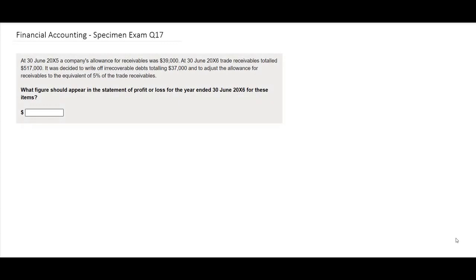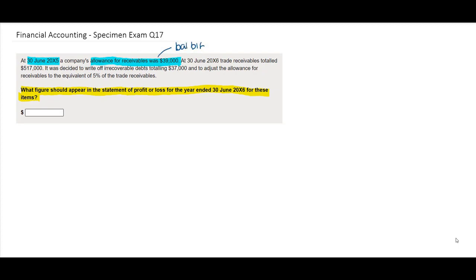In this question, you are being asked, what figure should appear in the statement of profit or loss for the year ended 30th of June 20X6 for these items? The items in question are in the text above. It tells us in the information provided that at the 30th of June 20X5, so 1 year before, a company's allowance for receivables was $39,000. This must be our balance brought forward for this year.